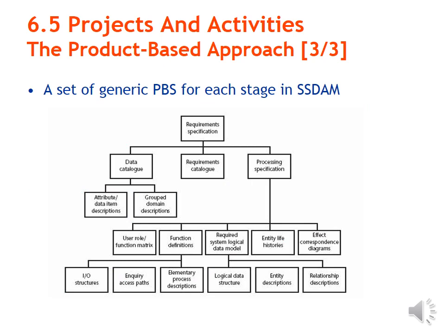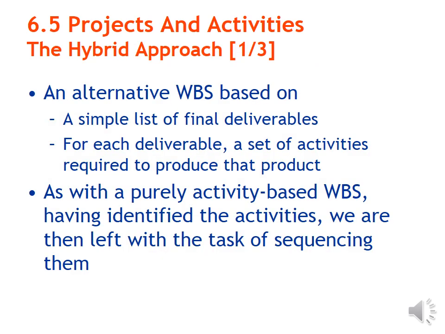So, requirement specification, data catalog, requirements catalog, processing specification will have the attribute data description, group to domain description, user role, function points, required system. It has a function definition, which will have IO structure, inquiry access points, elementary process description. Then the logical data model, logical data structure, entity description, relationship description. Hybrid approach: you have the WBS along with the activity based approach.